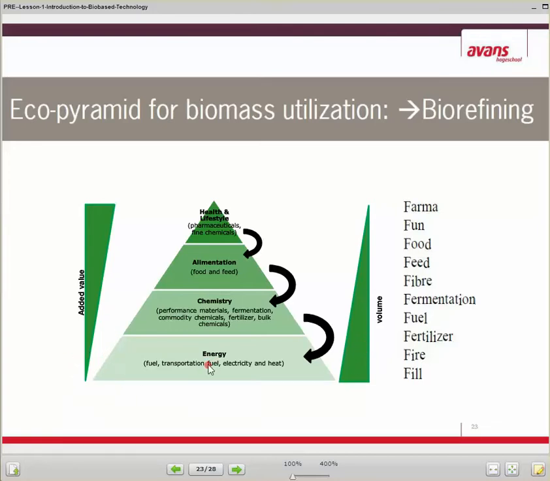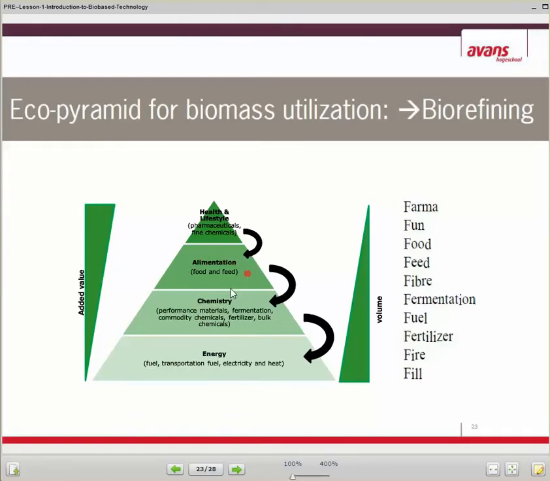So wood has fibers. What can you do with wood? I mean, burn it, of course. Burn it to get energy or heat. But you need an awful lot of wood, and that heat and that energy has a very low value. As you go upward on the pyramid, performance chemicals, fermentation, commodity chemicals, so these things are like ethanol, yeah? You need less volume, and it produces more added value. It's not fantastic, but it's getting somewhere.